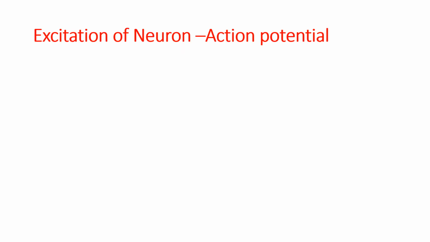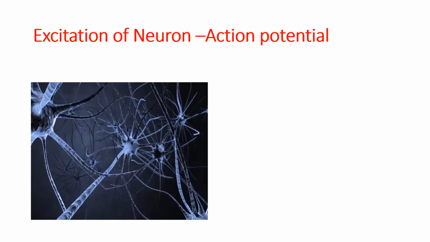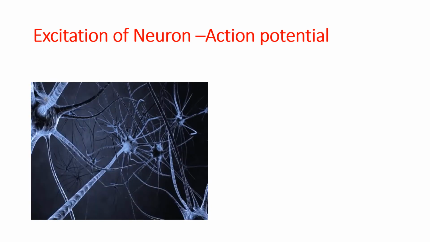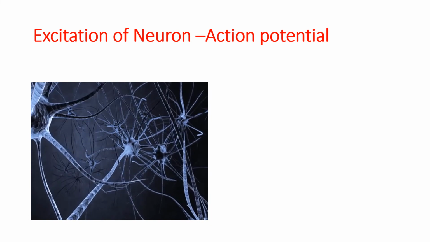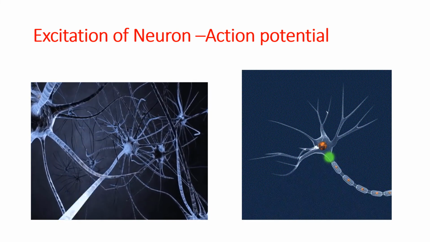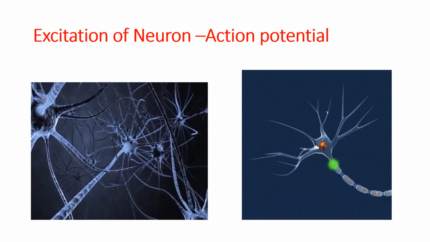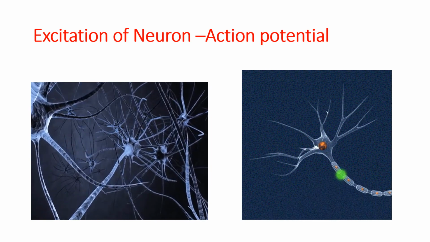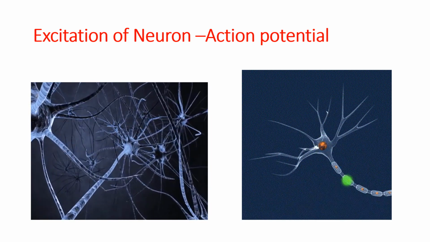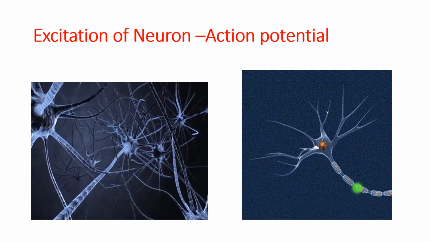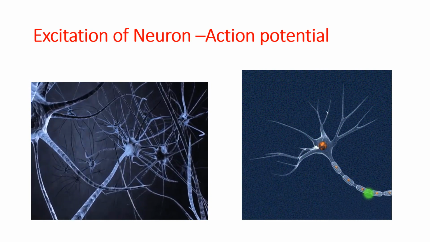Now we are going to see excitation of neuron action potential. That is the action potential generated in the brain we are going to see. Here is a representation of excitation of neuron. Neurologists interpret EEG signals to identify epileptic seizure events.